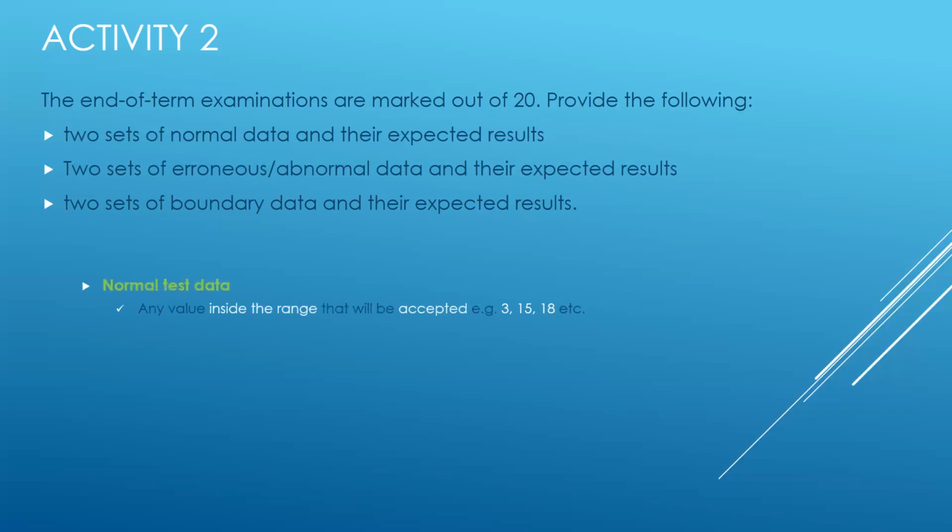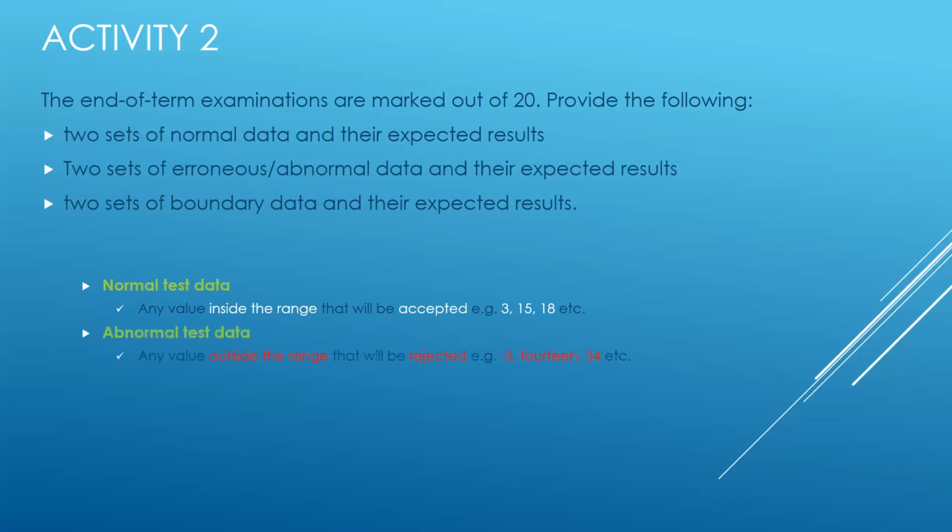Normal data, any value inside the range that will be accepted. Again, just for your sake, I've written the definition once again: inside the range. So the ones who are still facing problems can relate to this, that normal data involves all the values within the range, and any student can write any value within the range that will be accepted. Like a few examples I've written, maybe some of you have written 3 or 15 or 18, or maybe 10, or maybe some have written 12. So these all are your normal values because they all are within the range.